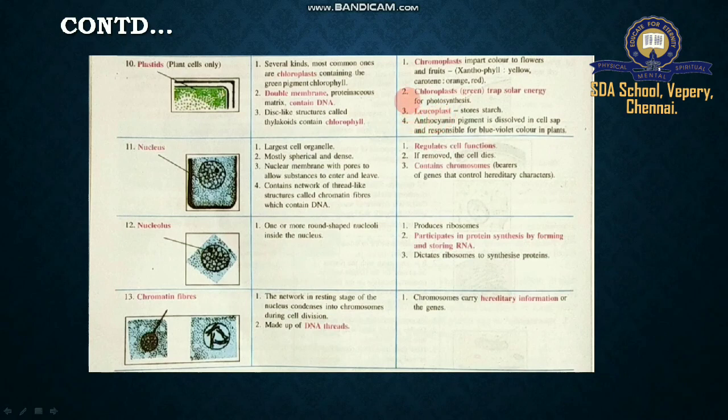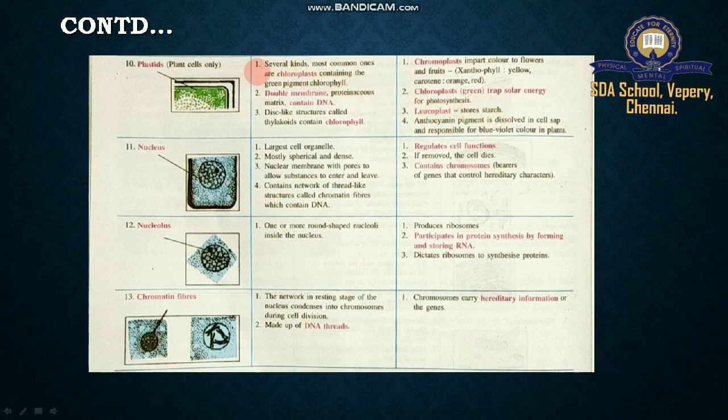Very, very important: colored plastids are called chromoplasts. Only the green colored part is called chloroplast. Leucoplasts are colorless plastids, available in the stem and root of the plant, where they play a very good role in storing starch.